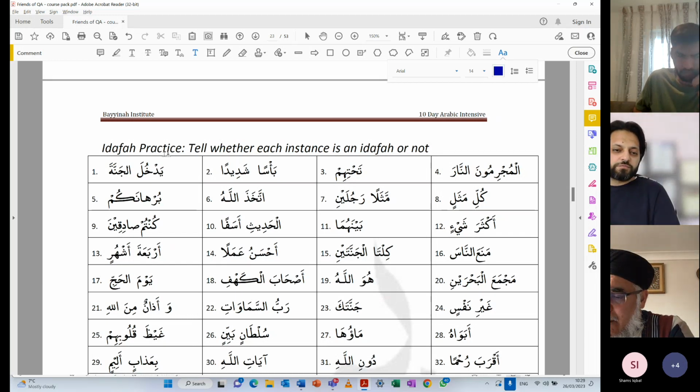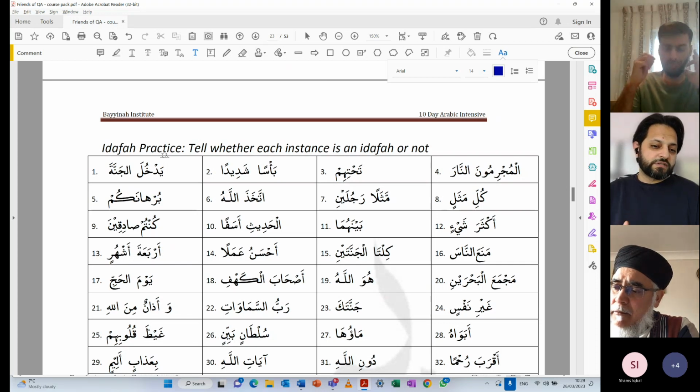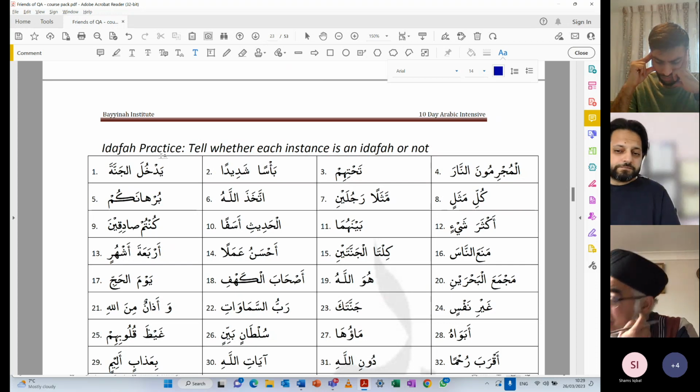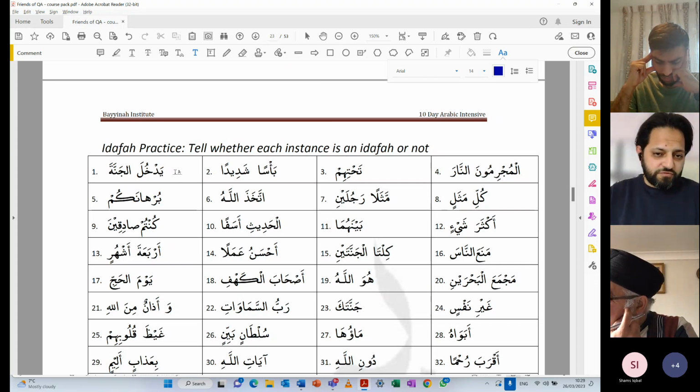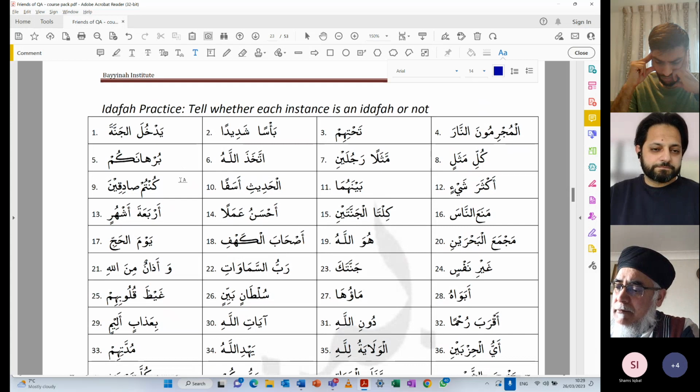Light, no al, followed by jar. And you have to see if it is an Idafah with normal isms, Idafah with pronouns, or is it Idafah with special mudafs. Okay. So let's do a few of them here. And let's see, it will help us practice a little bit more on the detection side.